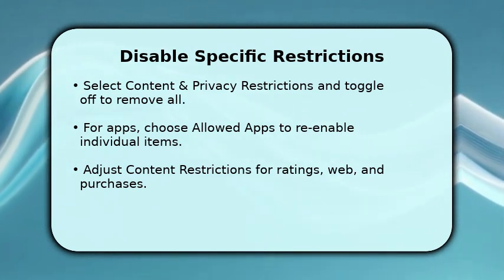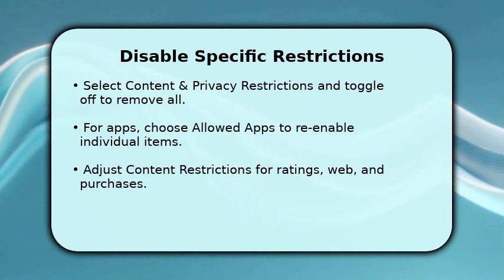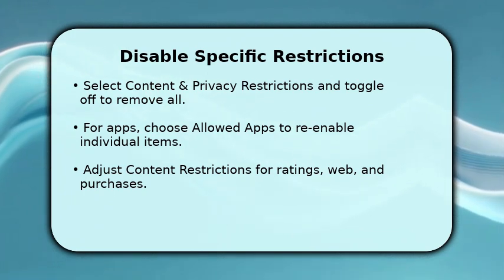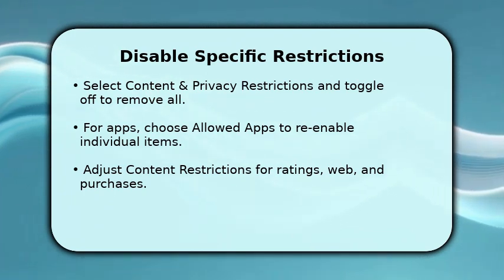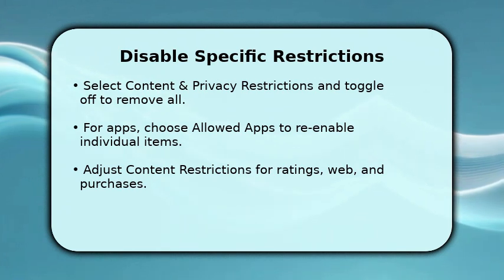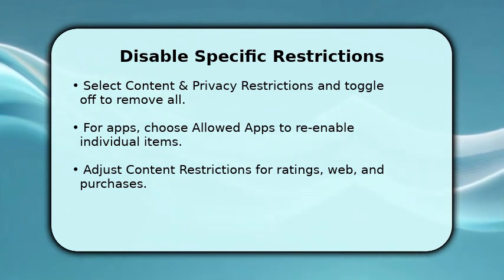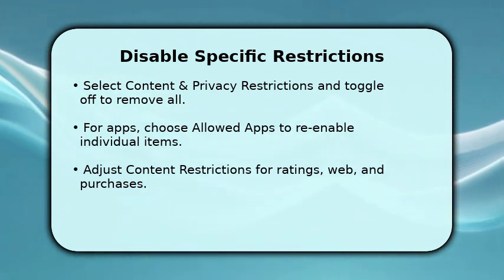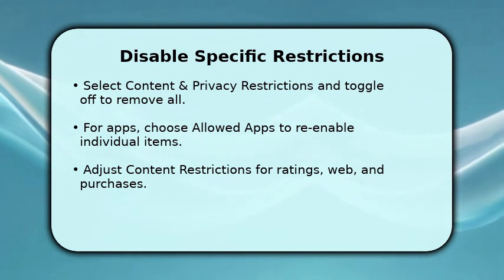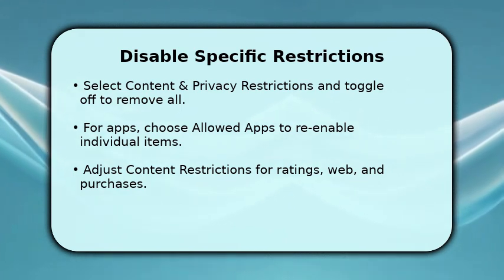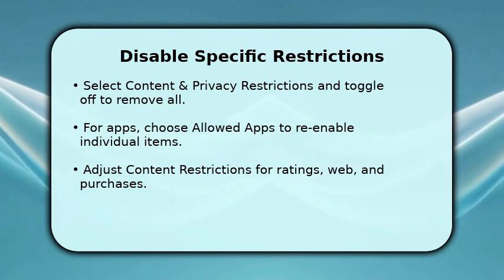For apps, open Allowed Apps and re-enable icons you want visible. For purchases and downloads, set Allow for installing apps and in-app purchases. For content, change ratings and web restrictions back to allow all or the desired level. Once you finish each area, the changes take effect immediately across the device.